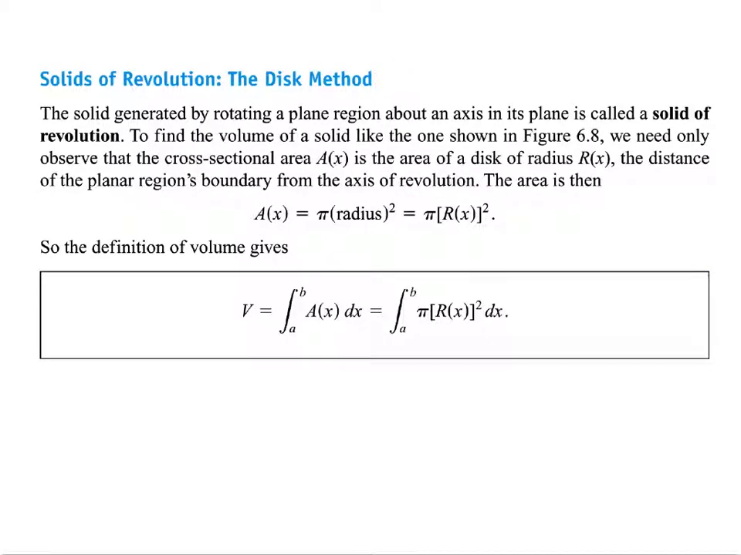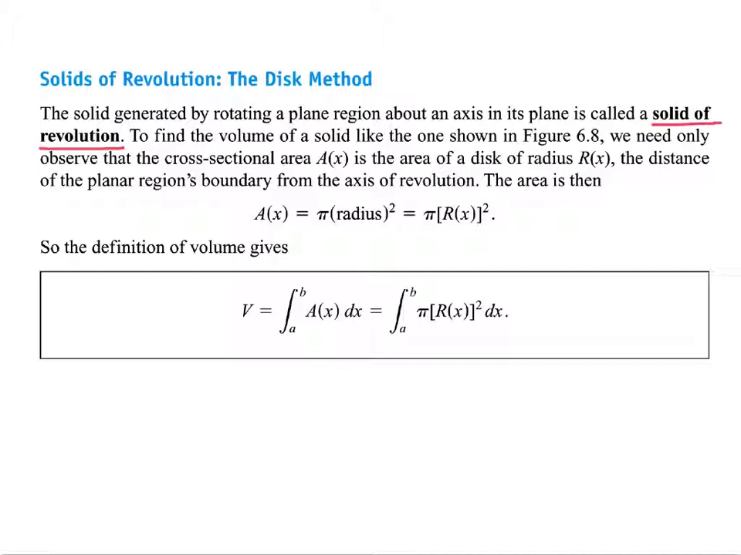So let's formally define what we've been doing here. This came straight out of your textbook. Solids of revolution, the disk method. The solid generated by rotating a plane region about an axis in its plane is called a solid of revolution. So there's our definition right there.